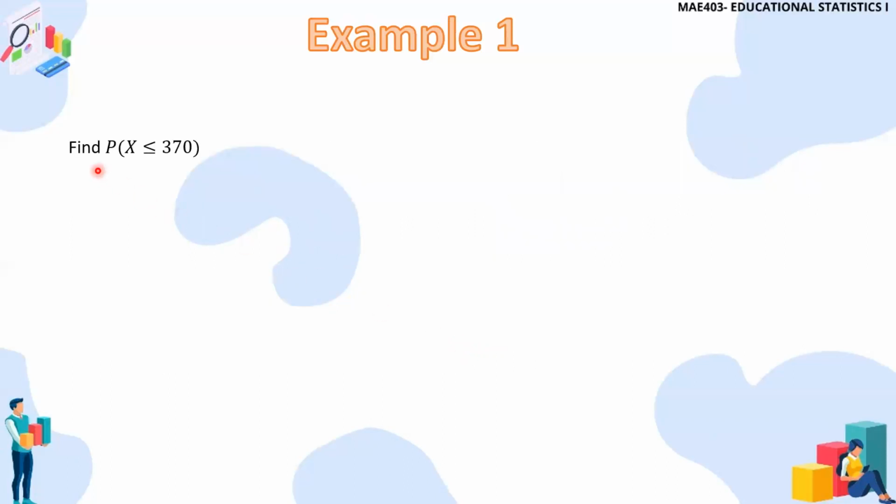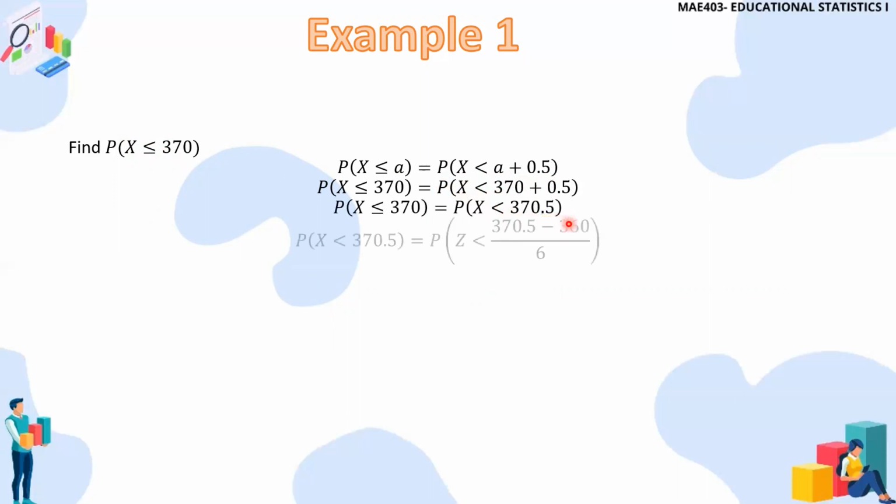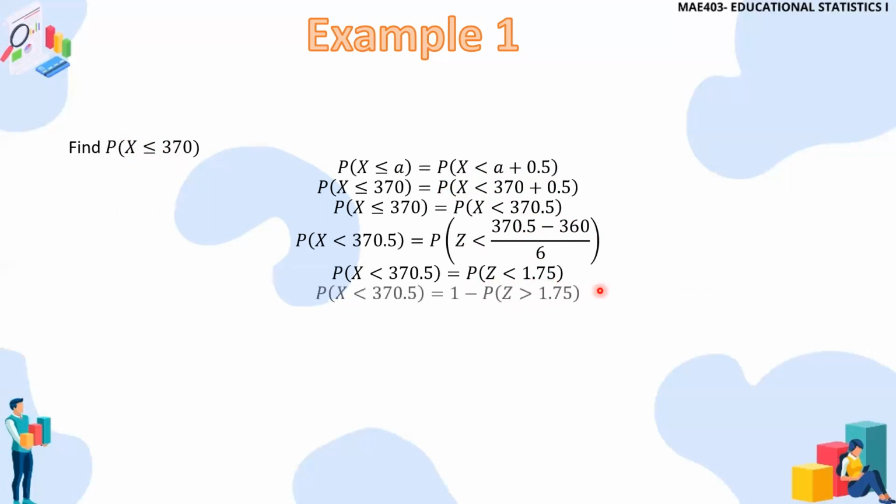Now, you want to find the probability of X less than or equal to 370. So approximate. Since this is less, the continuity correction must be plus 0.5. So you will have to find the probability X less than 370.5. Approximate to the standard normal distribution, which is (370.5 minus mu 360) divided by the standard deviation, which is 6. Then you need to find the probability Z less than 1.75.